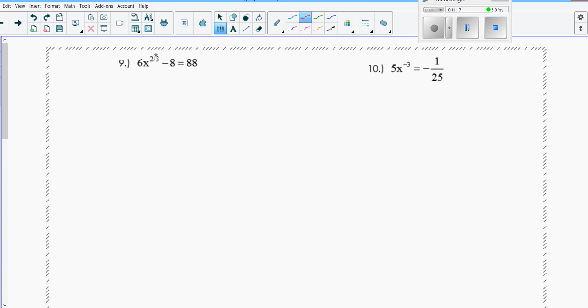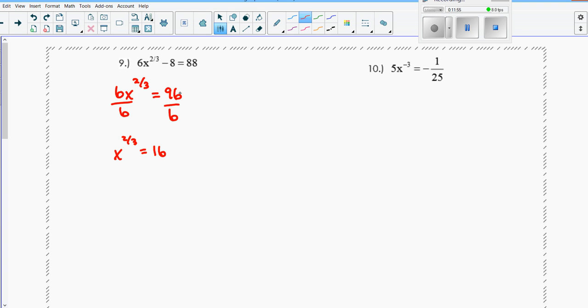Same idea, except notice that I have x raised to a 2/3 power, so I'm going to add 8 to both sides, divide by 6, and undo that 2/3. It helps sometimes to get an idea of what you're doing before you just start jumping in. So if I add 8 to both sides, I get 96. Notice I cannot undo this power until I get rid of the coefficient, which is a common theme between every problem that we're doing. If we divide both sides by 6, we get x to the 2/3 power equals 16.